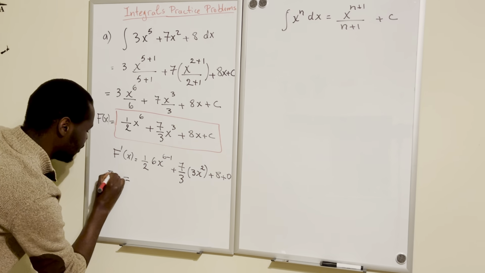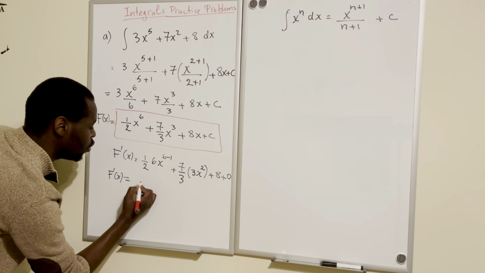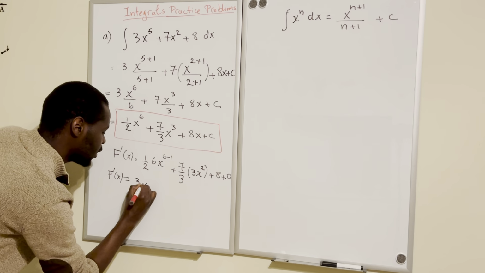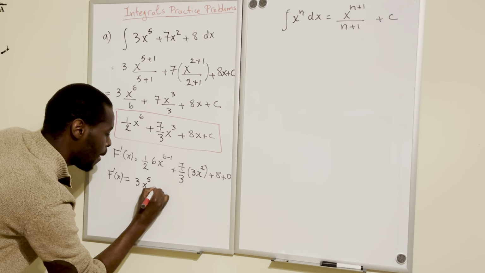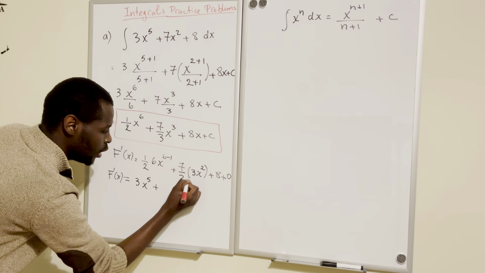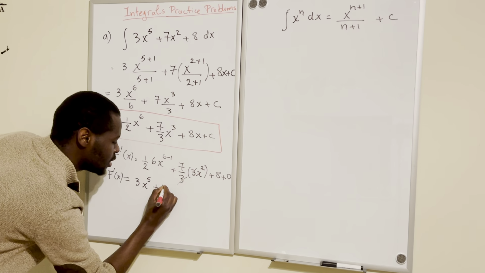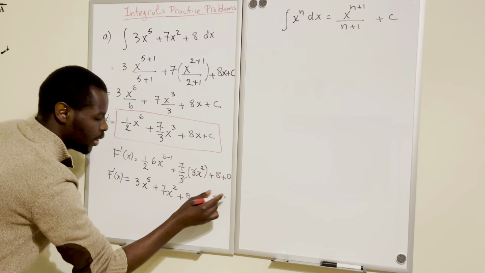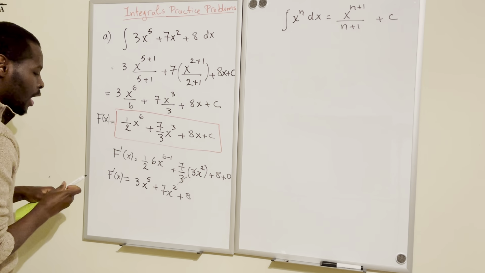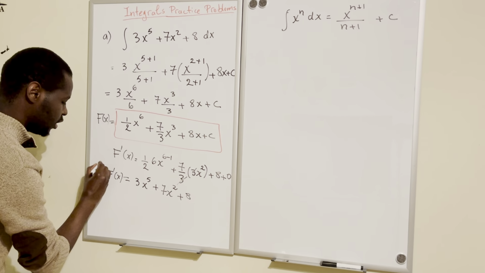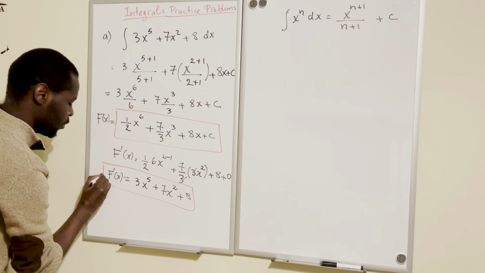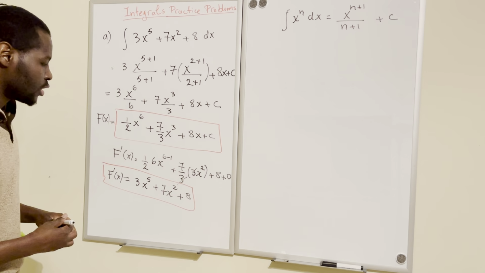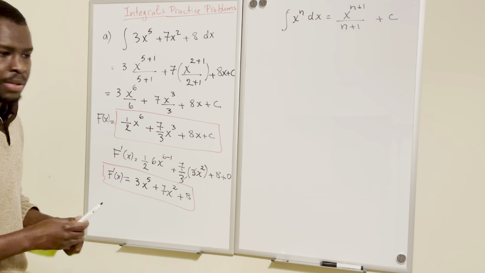So my big F prime of x equals, what is this? 6 divided by 2 is 3, x to the 6 minus 1 is 5, plus 3 and 3 cancel out, so I'm left with 7x squared plus 8 plus 0. So now F prime of x equals the original function, just like we expected. I hope this makes sense.